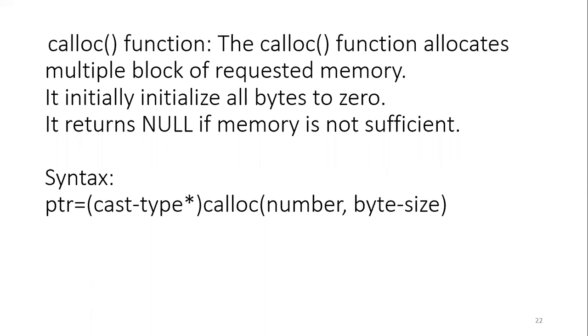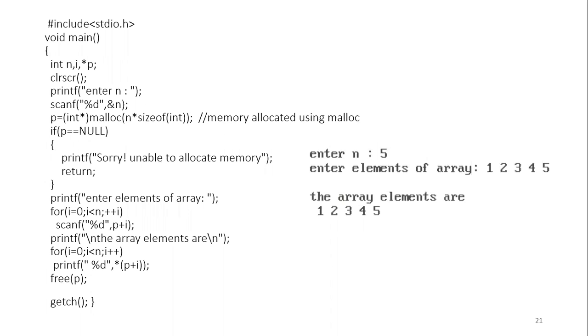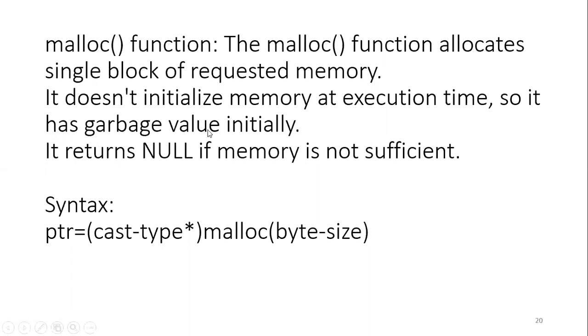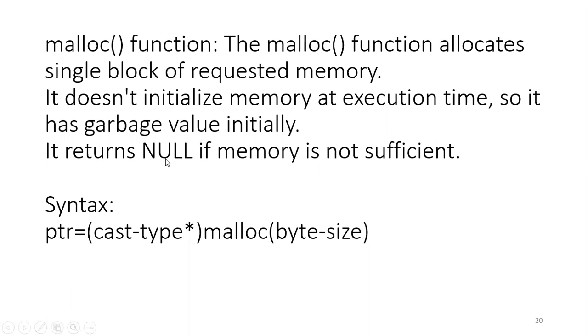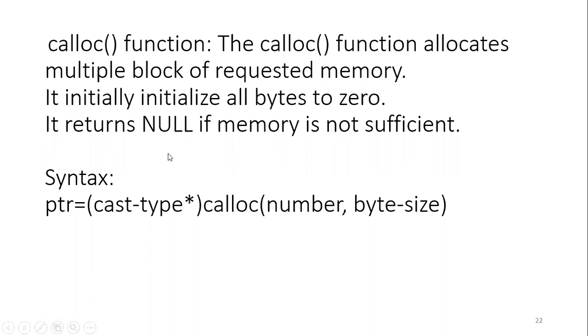The next memory allocation function is calloc. The calloc function allocates multiple blocks of requested memory. It initializes all the bytes to 0. It returns null if memory is not sufficient. In the malloc function, the memory contains garbage values by default. In calloc, it will initialize the memory with 0. As in the case of malloc, if the memory is not sufficient, malloc returns null. Similarly, in calloc also, if the memory is not available, the calloc function returns a null pointer.